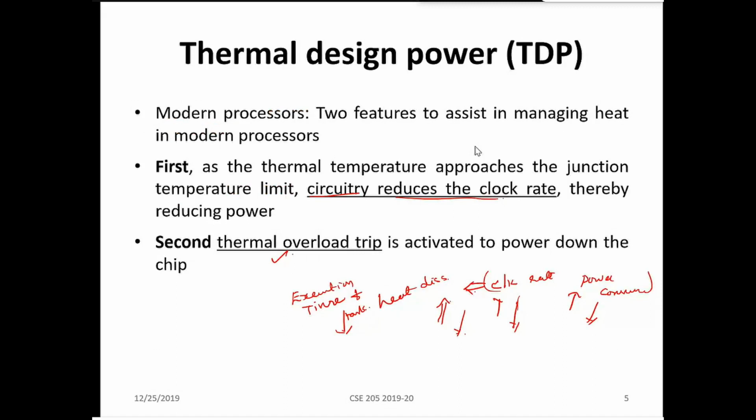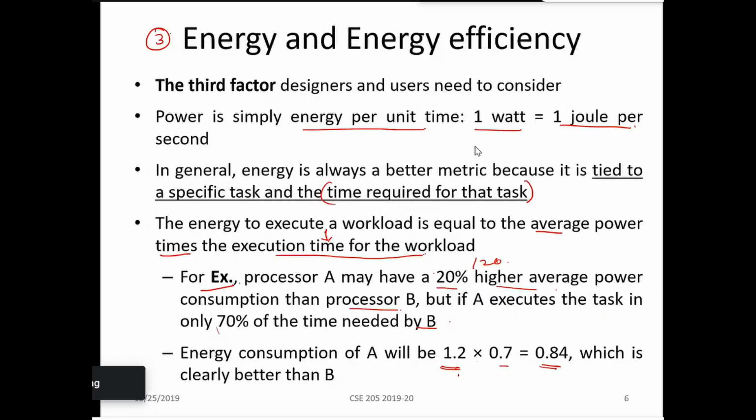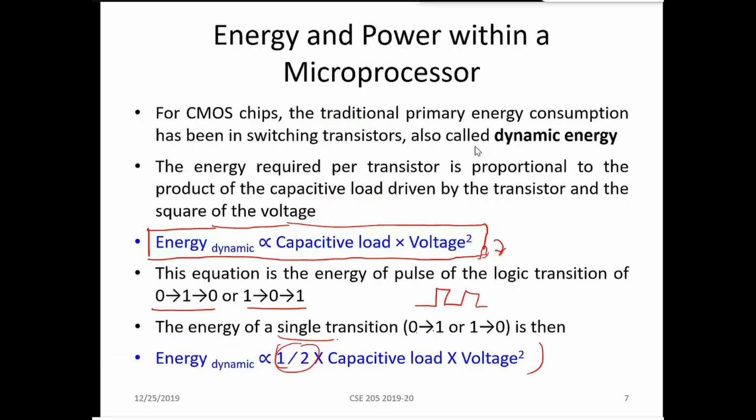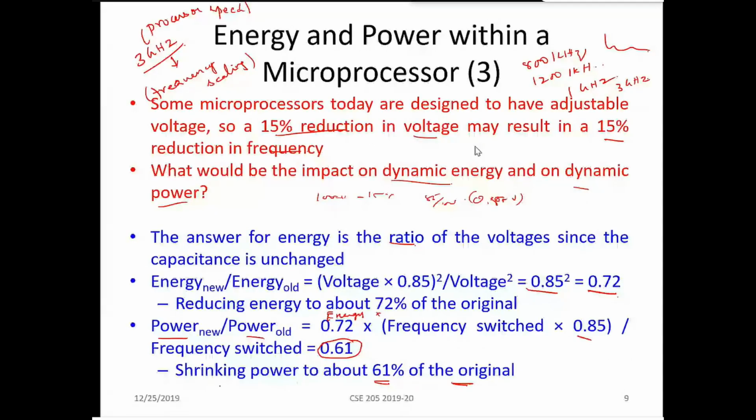When you want to manage the heat, there are 2 things: one is we need to reduce the clock rate, or else you should have some thermal overload trip to take care of that. And the third thing is energy and energy efficiency. I have listed out some formulas. Please kindly go through these formulas. They may ask some problems on this also. So don't think that it is going to be tedious. They will only change the numbers. So instead of 15%, they make it 30%. You must be in a position to calculate all those things. That's all.